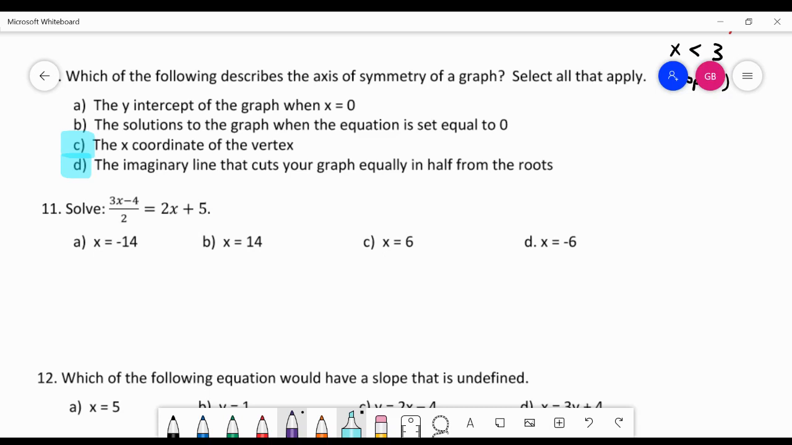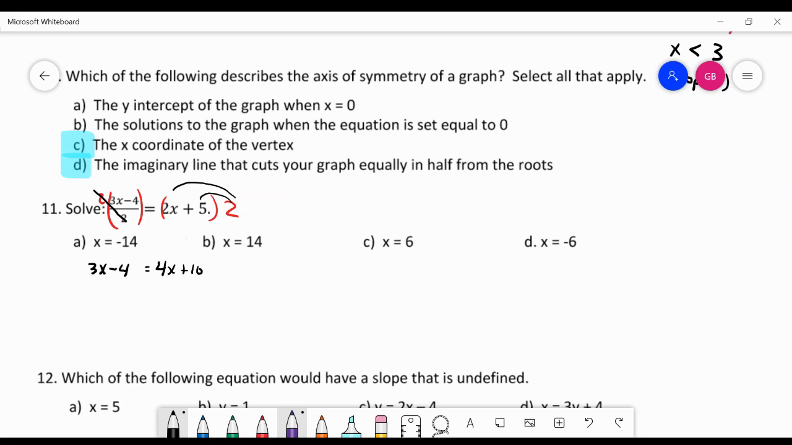Okay. For these problems, remember the first thing you want to do is clear the fraction. You want to multiply both sides by 2. By doing that, the fraction part cancels. So you're left with 3x minus 4. And then over here on this side, we could use the distributive property. So 4x plus 10.